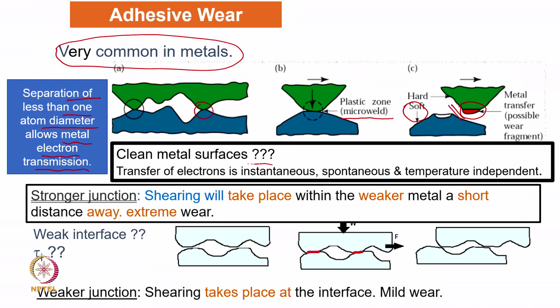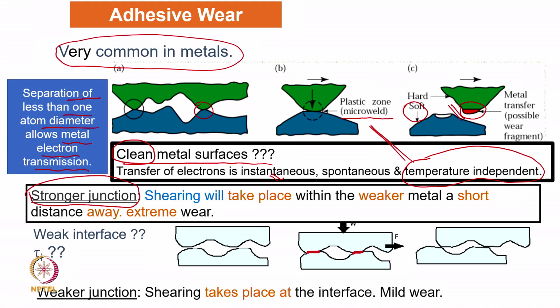Another important thing is that if the metals are clean, there will be more and more problems. That means a material is manufactured and immediately placed into usage. What is the problem? Because the metal is very clean, the transmission of electrons will be instantaneous, spontaneous, and completely independent of temperature. That is why we say these micro welds are related to cold welding. We can name this complete phenomenon a stronger junction.